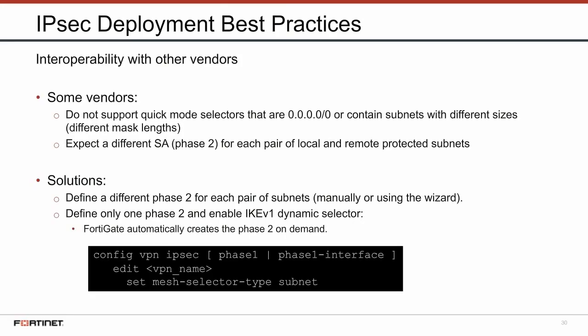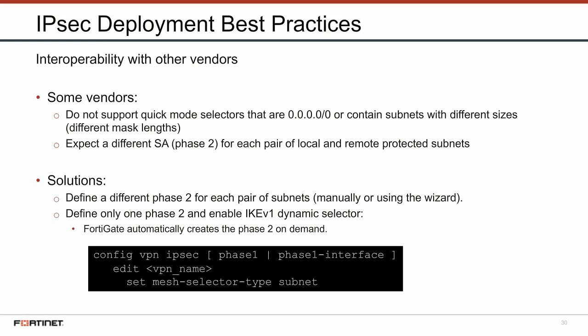Most IPsec VPN issues occur when you are creating tunnels between FortiGate and a third-party device. Unlike FortiGate, some vendors don't support quick mode selectors that are 0.0.0.0/0, or that use subnets of different sizes. So, those vendor devices require a different SA and a different Phase 2 for each pair of local and remote protected subnets. In these cases, FortiGate configuration might be complicated and time-consuming, because administrators need to create several different Phase 2s.